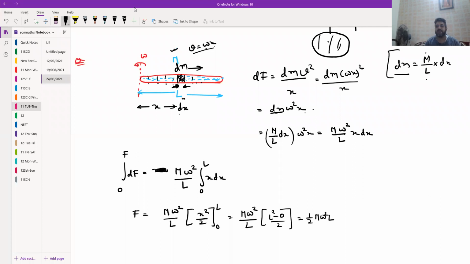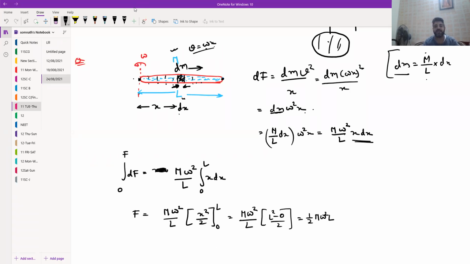So I am putting this value, mass per unit length, into thickness, omega square x. So what we have, mass omega square over L, this whole thing is constant; only x and dx are variable. So to find the total force, we can take integration, from here to here.